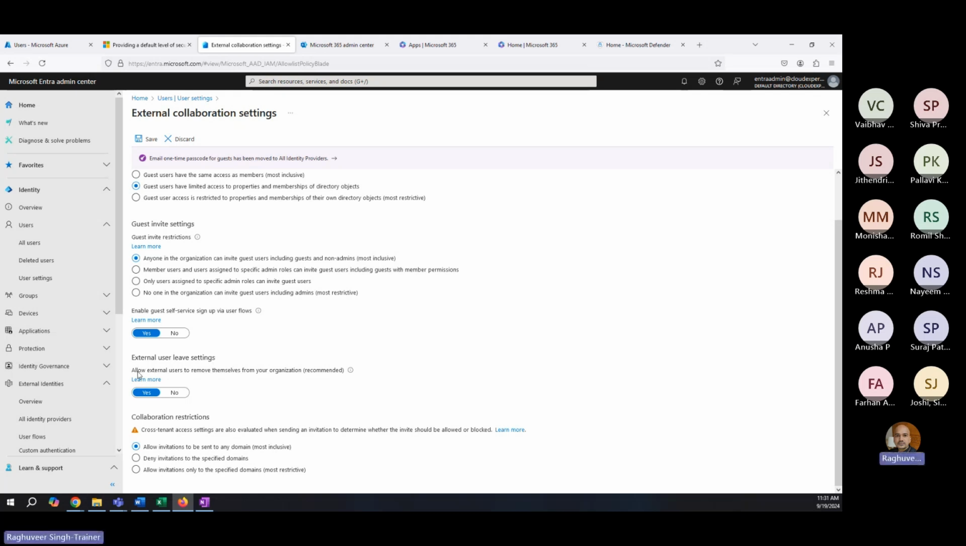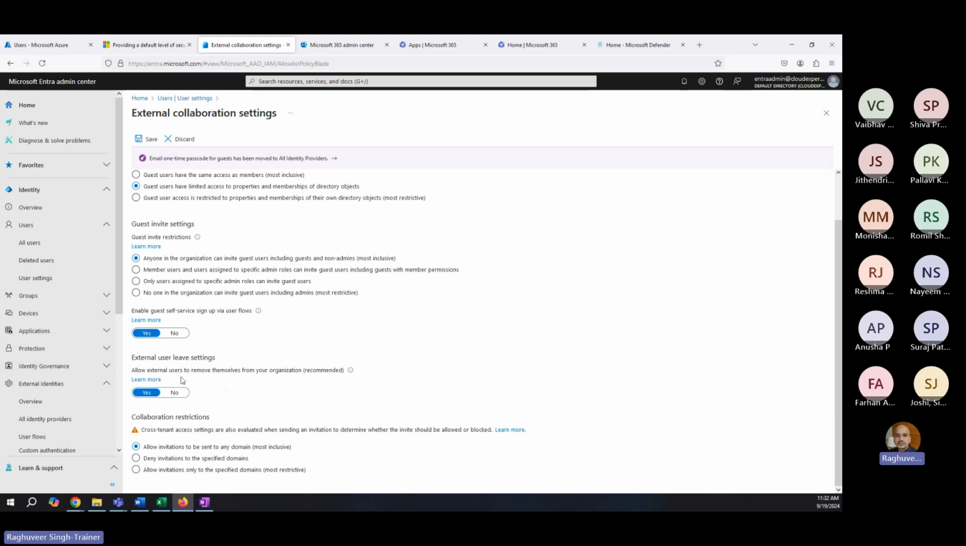External user leave settings. Now, allow external users to remove themselves from your organization, recommended. So external users can remove themselves from your organization. Understand this setting. It says yes means that the end user can leave the organization without approval from admin, which means they can leave themselves. So they are not removing their object ID. It's not that a guest user having access to Microsoft Entra is moving to the Microsoft Entra user blade and then deleting himself or herself.